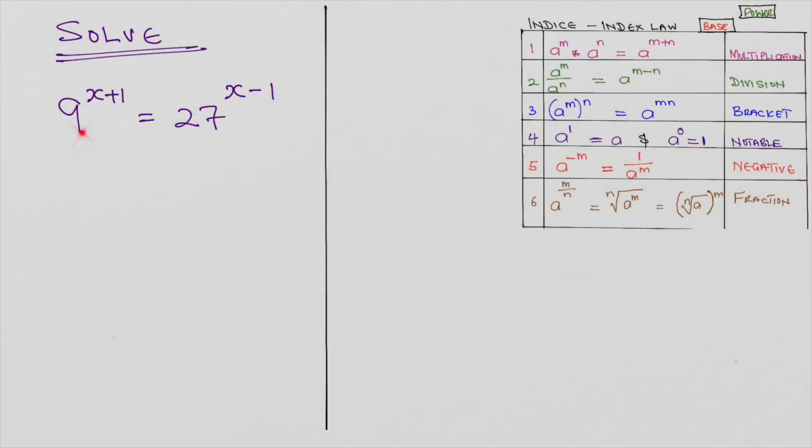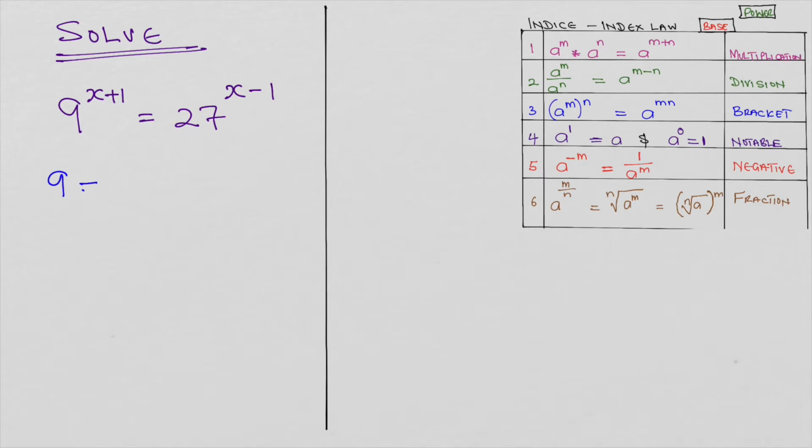Solve 9 to the power x plus 1 equals 27 to the power x minus 1. 9 and 27 are not the same base. We need to make the base equal. We need to make them the same. So what I'm going to do is to write 9 in its prime factors and 27 in its prime factors.